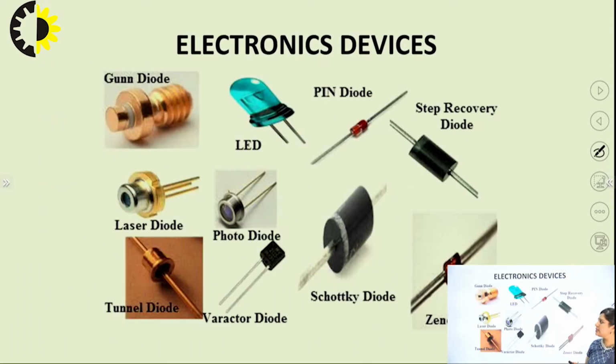In this picture you are seeing various kinds of electronic devices: the Gunn diode, LED, pin diode, step recovery diode, laser diodes, Schottky diodes, Zener diode, tunnel diode, varactor diodes and so on. These diodes are basically made from different semiconductor compounds. We can use gallium arsenide, indium gallium arsenide, aluminum gallium arsenide, or a quaternary compound, indium gallium arsenide phosphide.